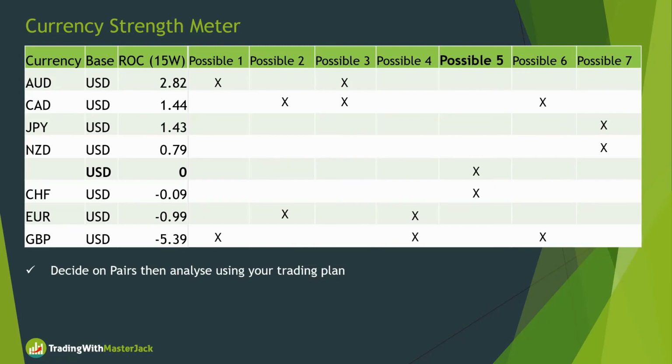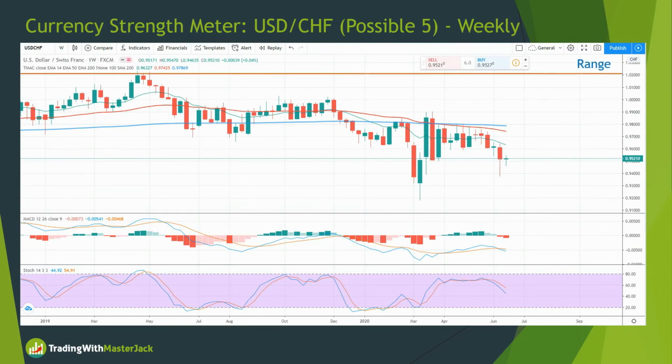Now looking at our fifth possibility, that is the US dollar and Swiss franc, both next to each other with the ROC values being quite close to each other. So this should be in a possible range, and as you can see on our weekly time frame, the US dollar and Swiss franc is in a range.